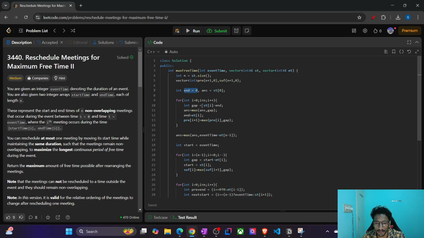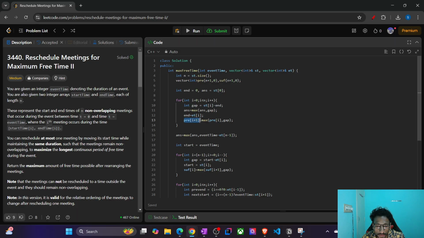So what will the gap be? Starting time of the current event minus the ending time of the previous event. Now I will modify the answer if it is the maximum gap I have found. Next I also have to populate the ending time of the current event. This will go to the next event, and it will help show where the previous event actually ended.